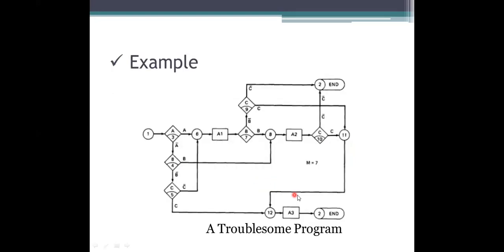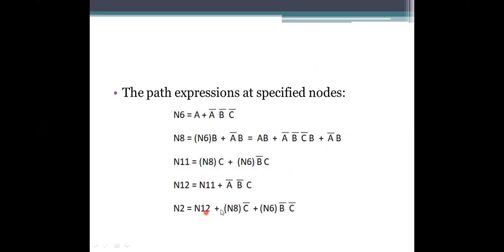Coming to the next one, node 2. Here, node 2 is using two such representations for processing. From here it is ending, and from here it is also ending. Here it has one path, and here it has two paths. The first path here is from node 12. The other one here is node 8 and C bar. And here is node 6 and B bar, C bar. So node 12, node 8, C bar, node 6, B bar, C bar. These are the final expressions we have got from the specified nodes in our program.